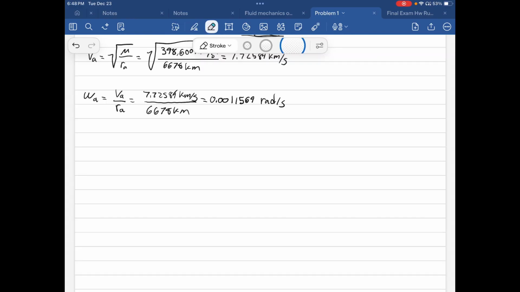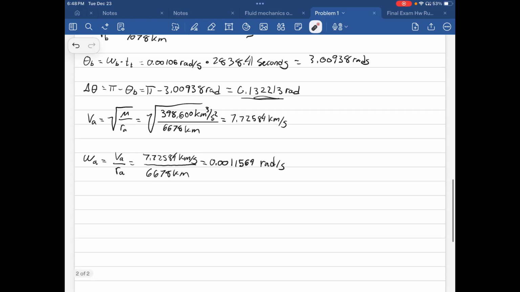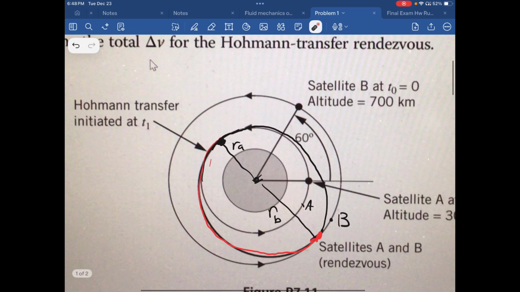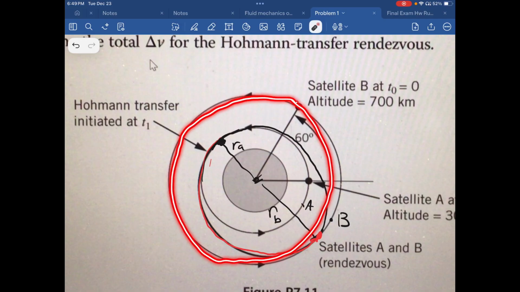All right. Okay. So now we can go ahead and find an equation that describes the difference in true anomaly between satellite A here and satellite B here. So you can see that we're starting with an initial difference in true anomaly of 60 degrees, or pi over 3 radians, and we have satellite A moving at a constant angular velocity here, satellite B moving at a constant angular velocity here, right? They're both circles.